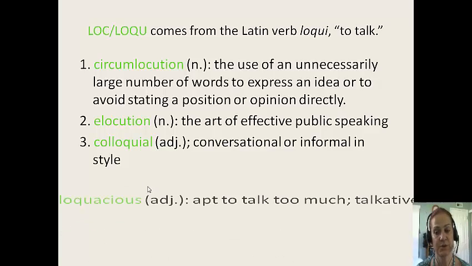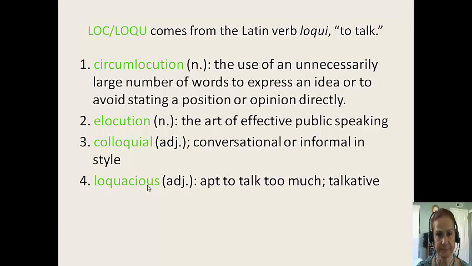The last word is loquacious. Loquacious is simply just talking too much. So these 4 words, they're difficult not in their meaning, but they're difficult in their spelling and the fact that you normally use them in everyday colloquial language.